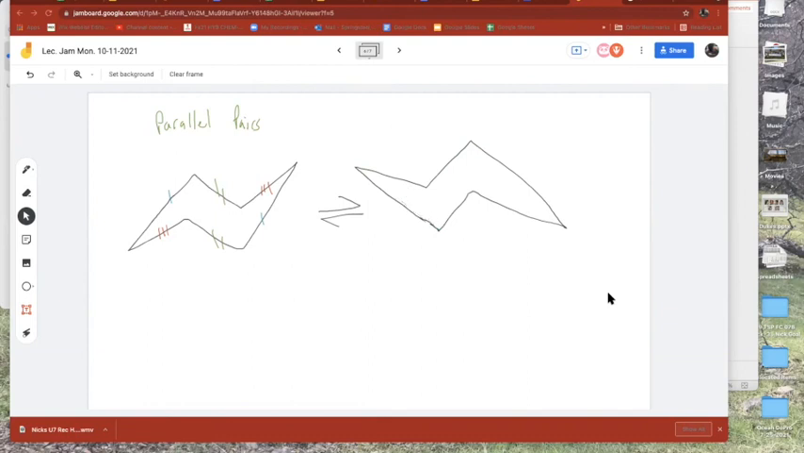So let's do the same kind of thing. So this is parallel to that. Then this is parallel to that, and this is parallel to that. Let me see if my numbers are good there. If I go 1, 2, 3, 4, 5, 6, 1, 2, yeah, that's good.